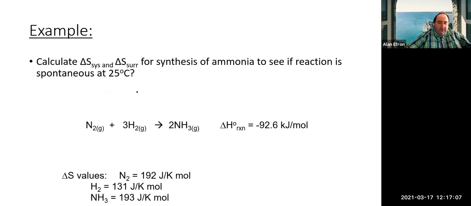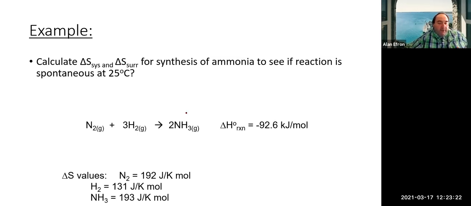Okay. So why don't you give this example a go? We want to calculate the delta S of the system, the delta S of the surroundings for this reaction. And we also want to know, is this reaction going to be spontaneous at 25 degrees Celsius? The delta S values from the table are found on the bottom of the screen. And there's the reaction. So take a few minutes here, calculate both of those things. You might want to calculate the universe as well to help you determine if you are going to have a spontaneous reaction or not.